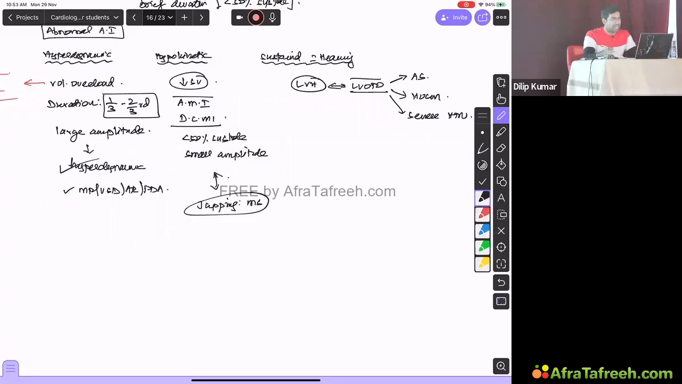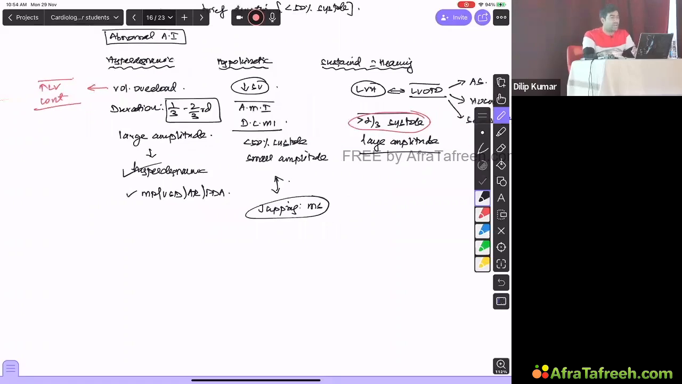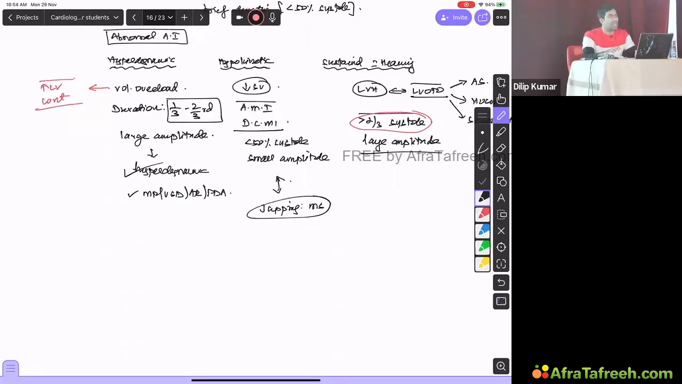It is technically defined as one that lasts more than 2/3 of the systole. And once again, it will have a large amplitude. But more than the large amplitude, it is sustained in nature. That is very important. It's not the large amplitude that's important here. It's the sustained nature, persistently hitting your hand for a relatively longer time. That is more important than the large amplitude itself. Clear? Okay. So these are the three important types of abnormal apical impulses: hyperkinetic, hypokinetic, and sustained or heaving.